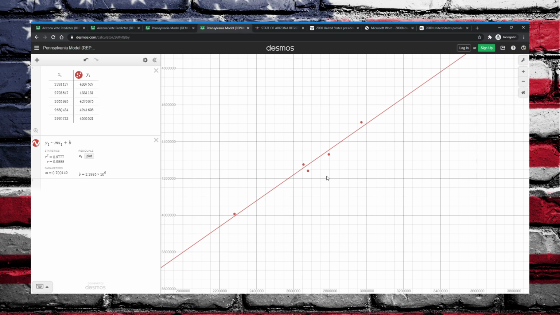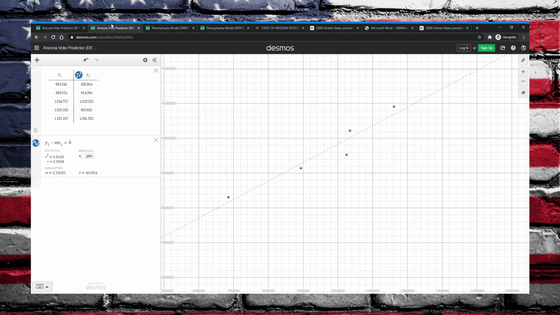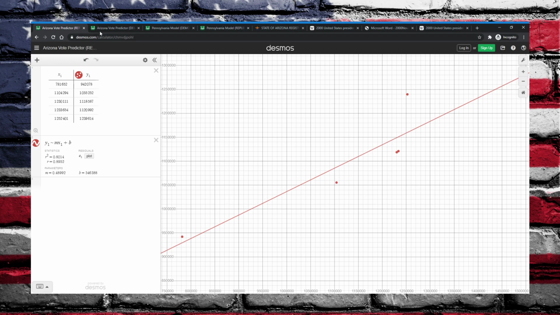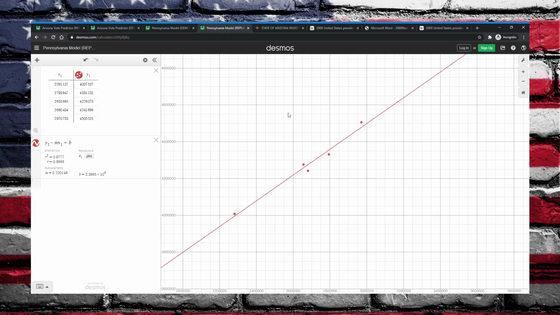And yeah, this is how my model works. It has none of my bias in it. All of the data is from registration data and past election results. And it's, again, had basically one misfire that was so big for Arizona and one for Pennsylvania.